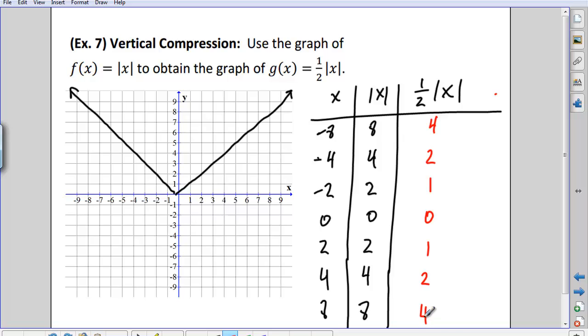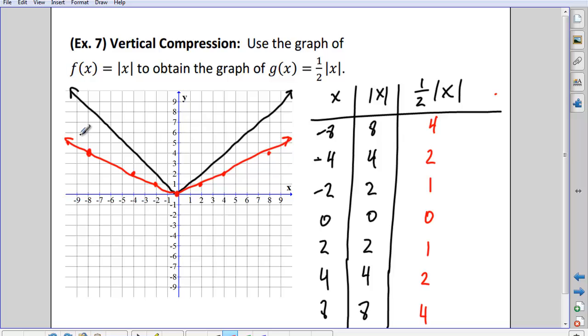So here's my new graph. Negative 8 goes to 4. Negative 4 goes to 2. Negative 2 goes to 1. Still have 0, 0. 2 goes to 1. 4 goes to 2. 8 goes to 4. And now I've got this. And so here, this is a squished version of my original graph. This is a vertical compression. Notice it's kind of squished down. It's a little bit wider, fatter than it was.